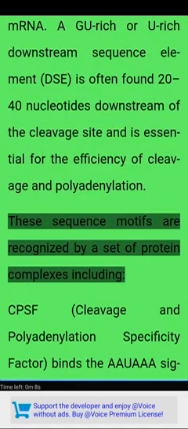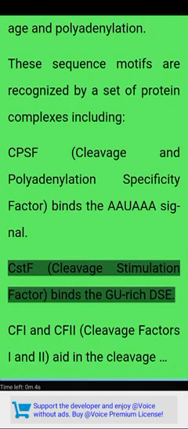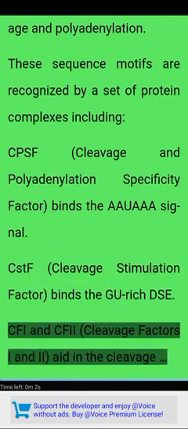These sequence motifs are recognized by a set of protein complexes including CPSF, cleavage and polyadenylation specificity factor, which binds the AAUAAA signal. CstF, cleavage stimulation factor, binds the GU-rich DSE. CFI and CFII, cleavage factors I and II, aid in the cleavage.